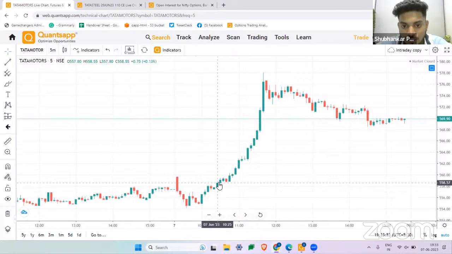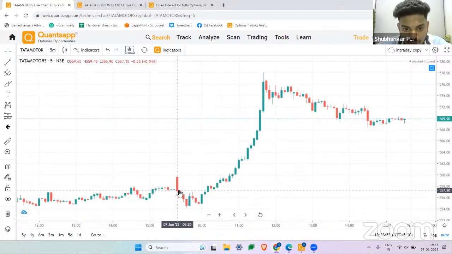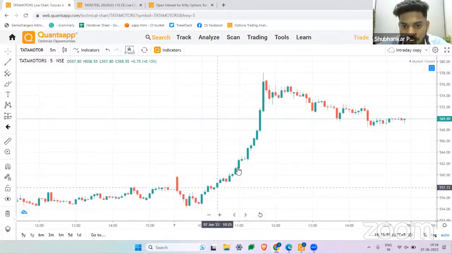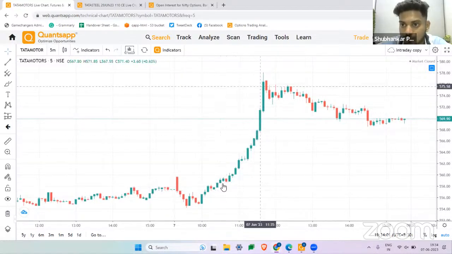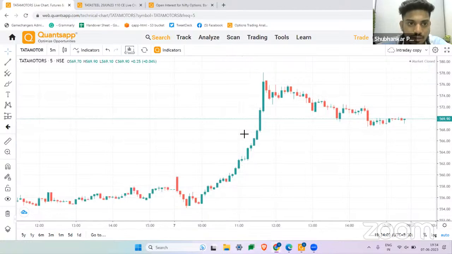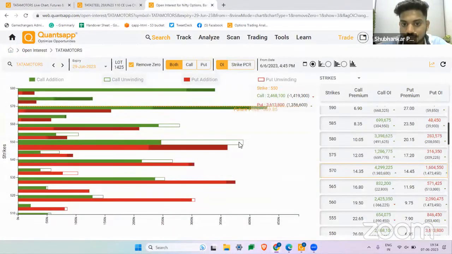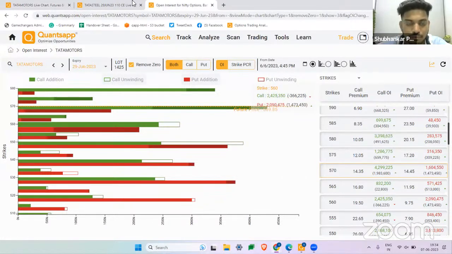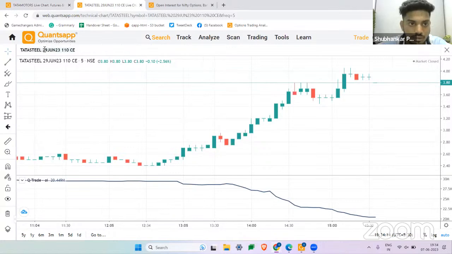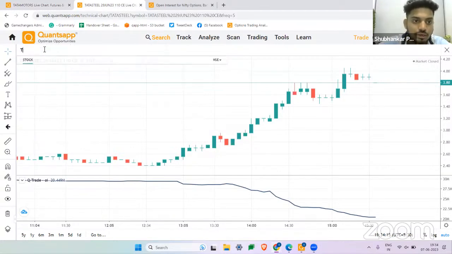So see Tata Motors where it was yesterday, it was above the highest call itself, 557. Then again there was a breakout and a very strong move came in Tata Motors. Why did such a strong move come? Just look at this. The reason is nothing but this huge unwinding on the call side, which led to a very good up move in Tata Motors.